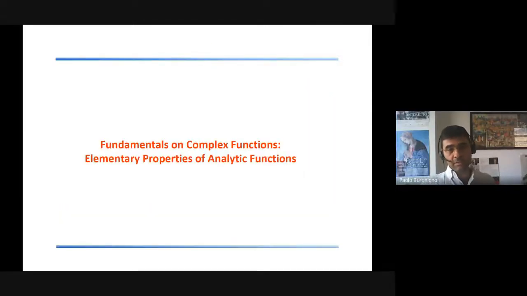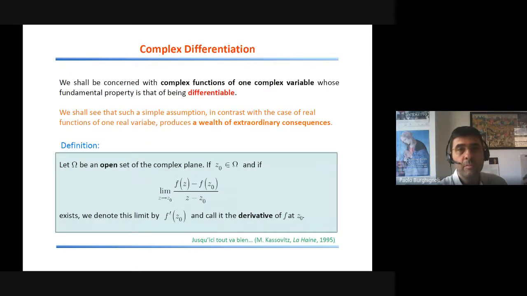So let's start giving some fundamental information about complex functions. In particular, we will deal with the so-called analytic functions of one complex variable. The fundamental property of analytic functions is that of being differentiable. Differentiable will be defined in a moment, but we will see that this assumption of differentiability, in contrast to the case of real functions of one real variable, produces extraordinary consequences, even though the definition is exactly the same as for real variables.